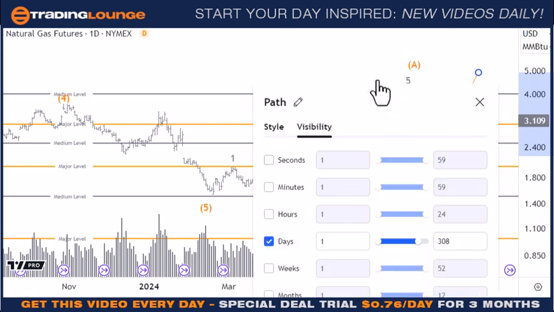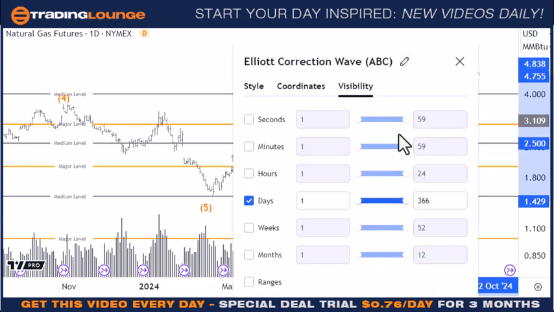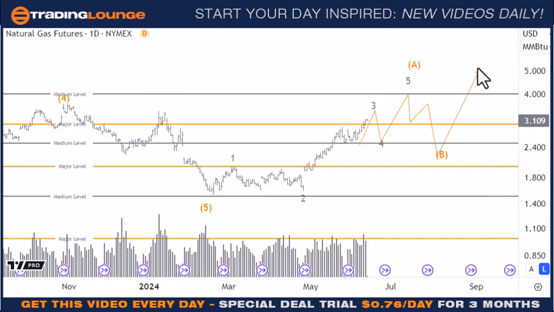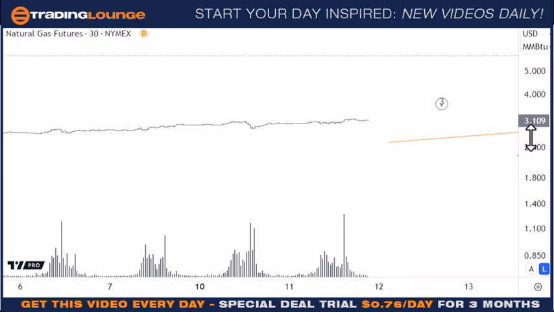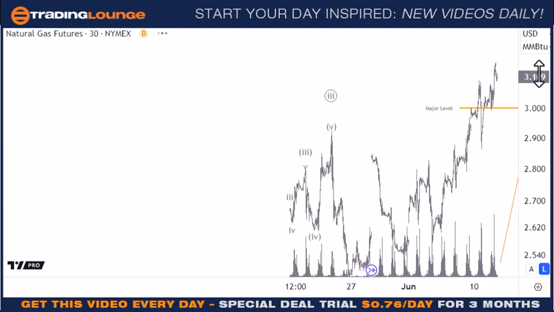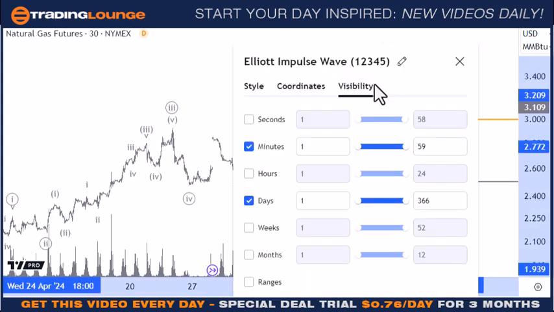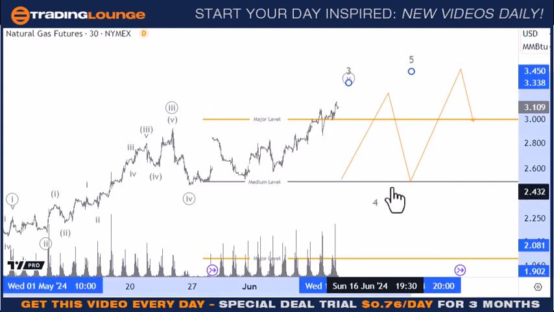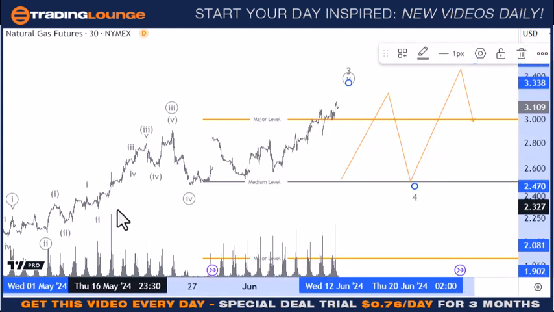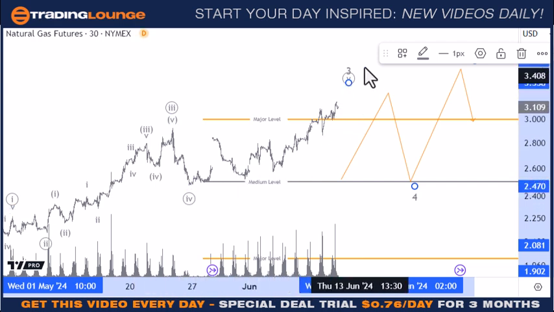I think we're on the 15-minute chart, but we can do 30 as well. So we want that one off there. Basically, we're looking at this same thing here. So we still need to go higher. That's all I can say.